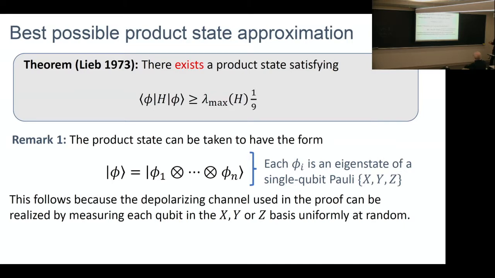So this gives some bound on the best product state. We believe that the right answer is 1/3, but we can't prove it. We have a proof in the appendix of our paper which improves the 1/9 to 1/6, but it's not in quite the same setting. You have to replace the maximum eigenvalue with the norm, and you have to replace the expected value, so you replace everything with norms.